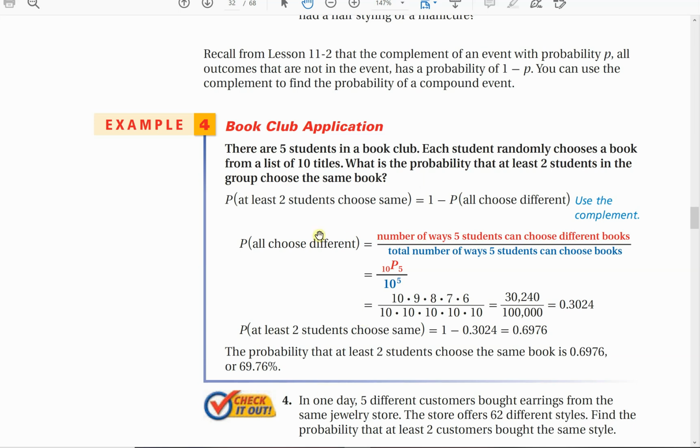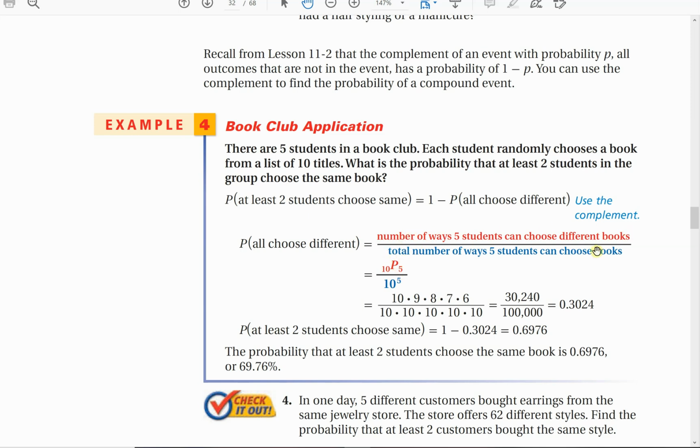So how do we figure that out? The probability that they all chose a different book is going to be the number of ways 5 students can choose different books divided by the total number of ways they can choose books. So it's a permutation because order does matter because we want them to choose books that are different. So it's going to be 10 pick 5 for different books.